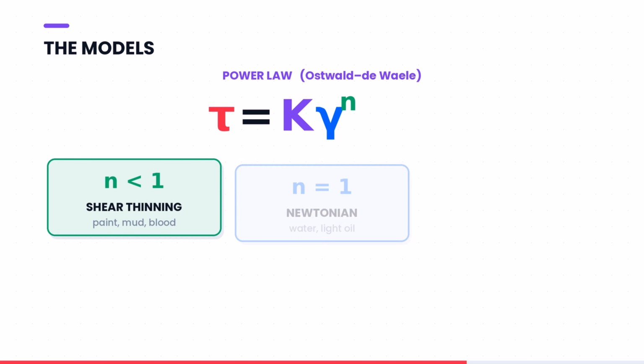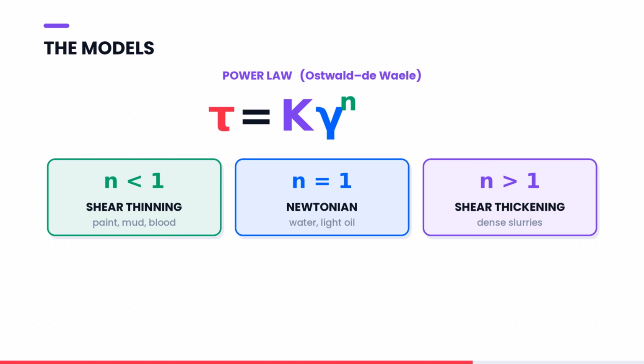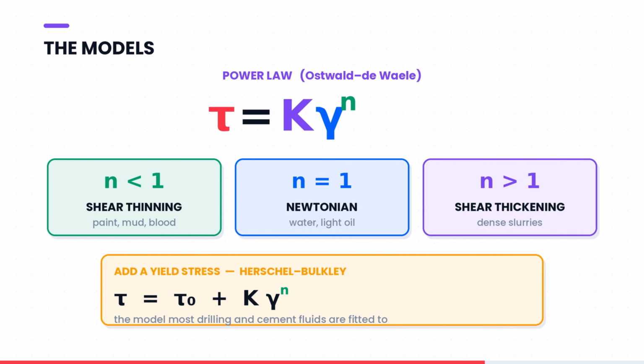Two equations cover most of this. The power law, tau equals K times shear rate to the power n. N below 1 is shear thinning, n equal to 1 gives Newton back exactly, and above 1 is shear thickening. Add a yield stress to the power law, and you get Herschel-Bulkley, the model most drilling and cement fluids are fitted to.